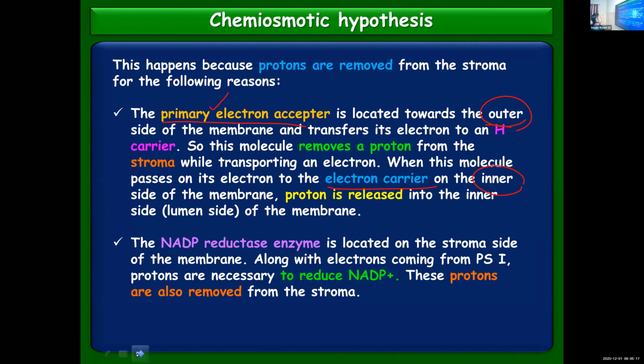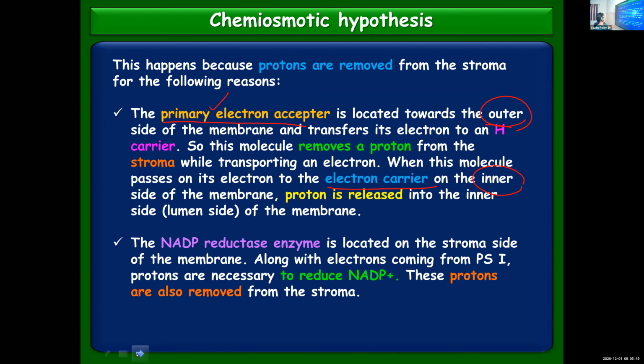And then we learned about the NADP reductase enzyme, which is present on the stroma side, that is, on the outer side, outside the thylakoid. For NADP to get reduced to NADPH2, along with electrons, protons are also needed. These protons necessary to reduce NADP will be taken from where? From the stroma, which causes a reduction in the concentration of protons in the stroma.